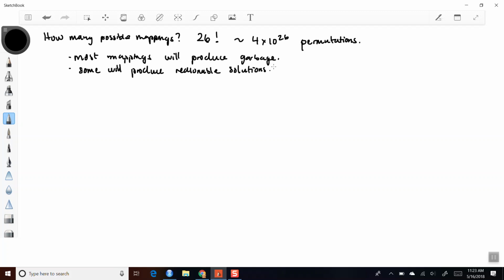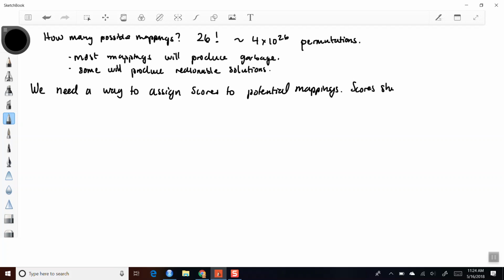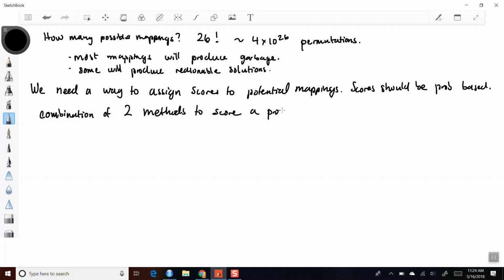So we want a way to assign scores to potential mappings. And our scores should be kind of probability based. And so what we're going to do is have two methods to score a potential mapping. We'll have a combination of two methods to score a proposed mapping of letters.